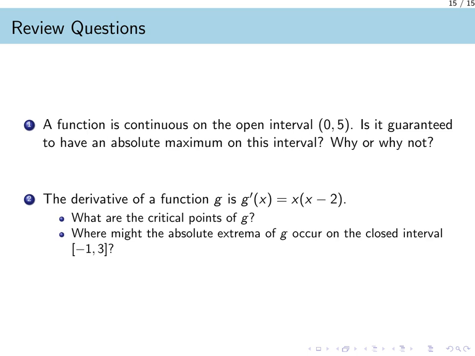As x approaches 0 from the right side, the function 1 over x increases without any limit, so it has no absolute maximum. For the second question, we have a function g, whose derivative is given by x times the quantity x minus 2. The critical points are where this derivative equals 0, which occurs at x equals 0 and x equals 2. Therefore, to find the absolute extrema of g on the closed interval from -1 to 3, we would need to evaluate the function g at these two critical points and also at the two endpoints, -1 and 3. The absolute extrema must occur at one of these four specific points.